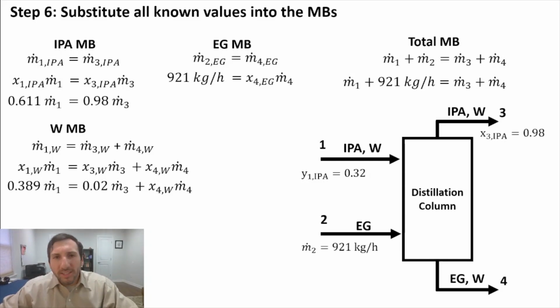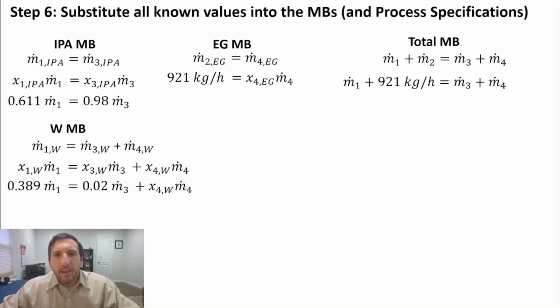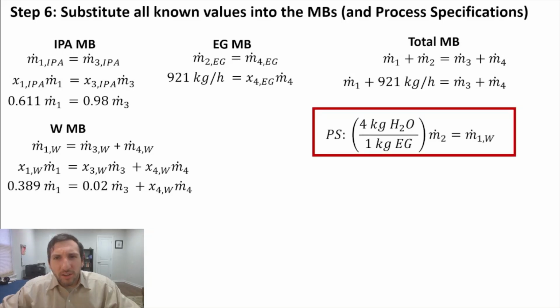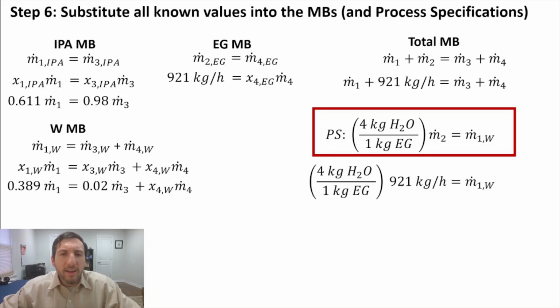Okay. So let's remove our process flow diagram just for a second, and maybe we can add in our process specification. Yeah, that might help us out, because that's another equation we can use. And if we look at it, I know M2 dot, so I can substitute in for that. And when I do that, now what I see is that I actually am able to just solve for M1 dot water, which is 3,684 kilograms per hour.